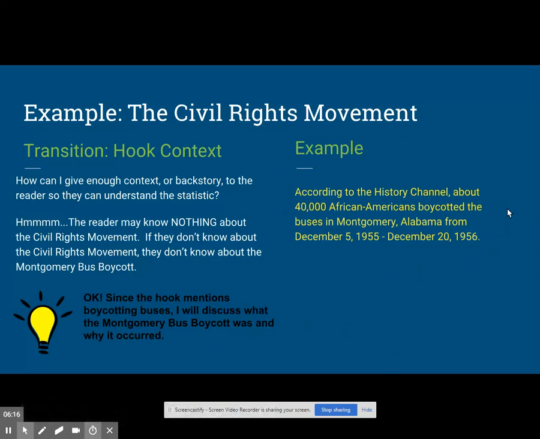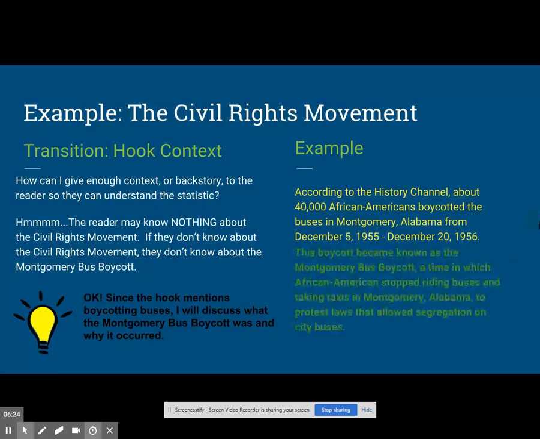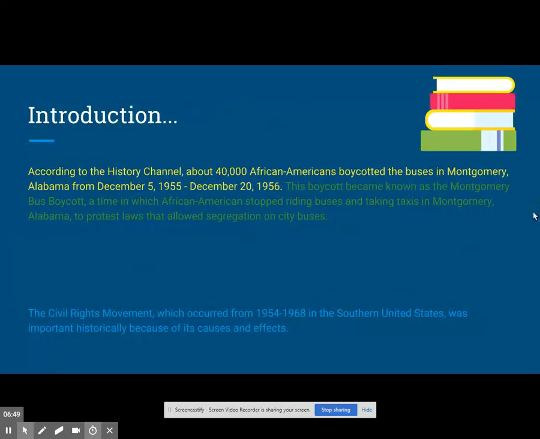So here was my hook. According to the History Channel, about 40,000 African Americans boycotted the buses in Montgomery, Alabama from these dates. Here is my context for my hook. This boycott, because here I say they boycotted, this boycott became known as the Montgomery bus boycott, a time in which African Americans stopped riding buses and taking taxis in Montgomery, Alabama to protest laws that allowed segregation on city buses. That gives my reader context for this statistic. So here we have our hook, we have context for the hook, and we have a thesis statement.